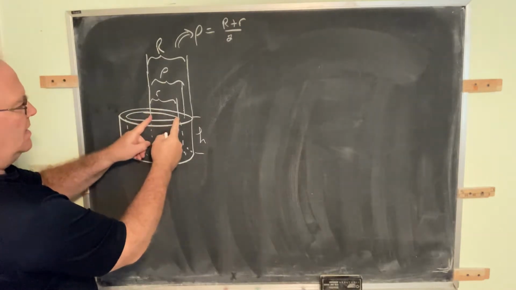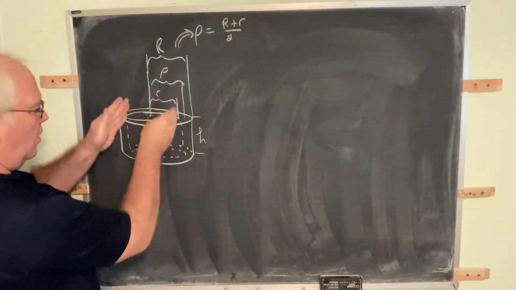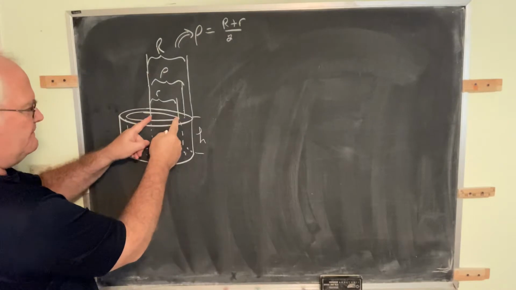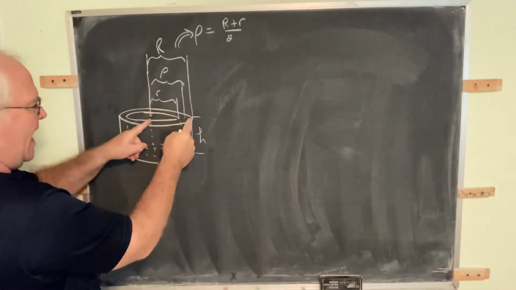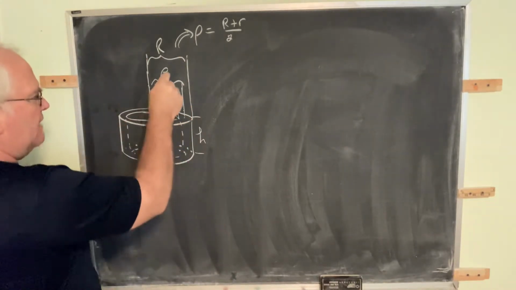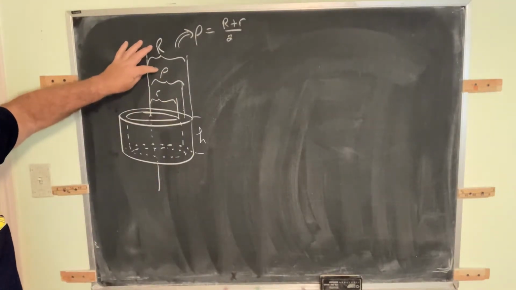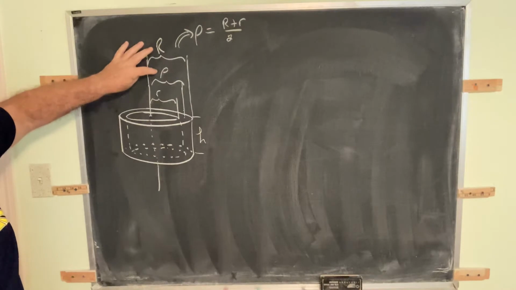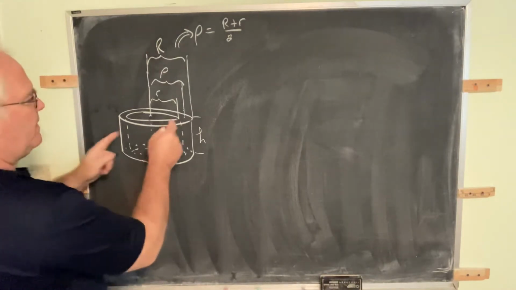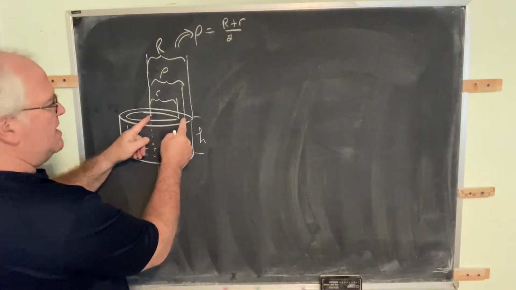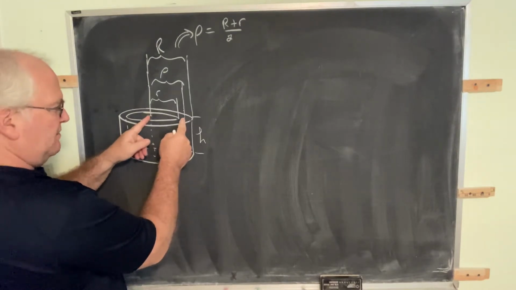Lowercase r is the inner radius of the hole that's been cut out of the center of the pipe. Capital R is the outside radius of the pipe. And I've introduced this notation. This is the Greek letter rho, lowercase rho. And rho is the distance from the center to the midpoint of the thickness of the pipe.